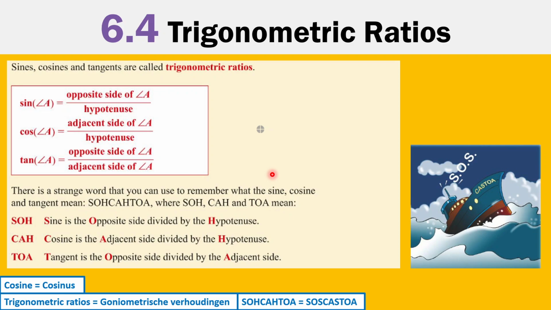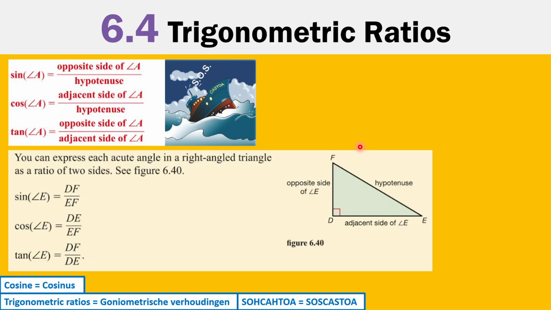And with this actual information, we can now start calculating quite a lot in right angle triangles. Again, an example here. So let's say I have this triangle here, DEF, and we're going to take a look at this from angle E. You can also use angle F, of course, but they take angle E. And the sine is the opposite divided by the hypotenuse. So DF divided by EF, it's given right here.